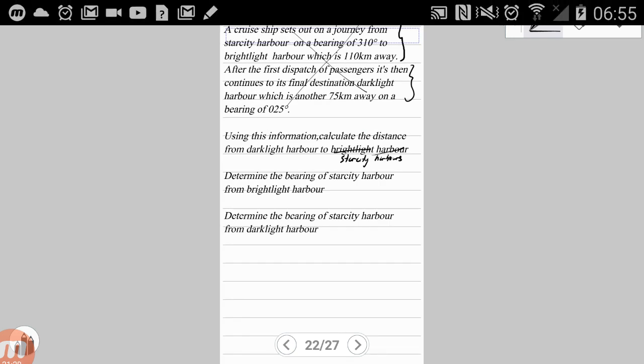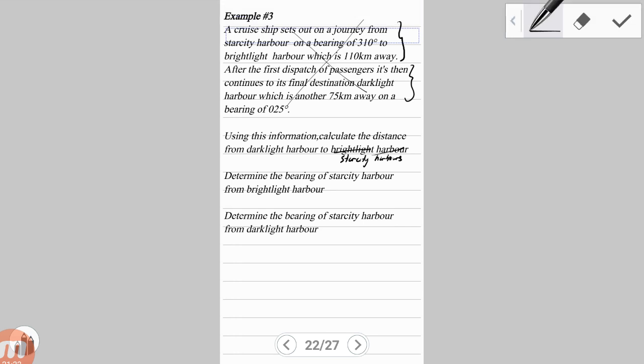Let's move right along to question number 2. It says here that we are to determine the bearing of Star City Harbor from Bright Light Harbor. We need the bearing of Star City Harbor from Bright Light Harbor.